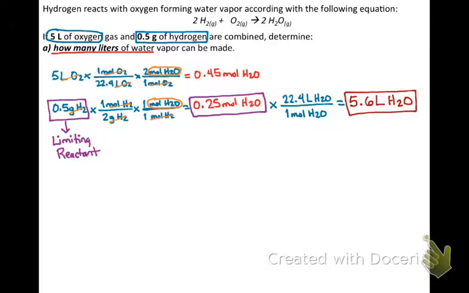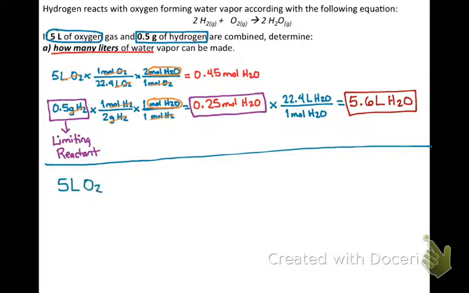Another possible way to determine who is the limiting reactant is to make kind of a cross calculation of how much hydrogen I will need for the 5 liters of oxygen, and how much oxygen I will need for the 0.5 grams of hydrogen. So let's do it here. I will start again with the 5 liters of oxygen. But in order to compare with the amount of hydrogen I have, I need to calculate how many grams of hydrogen I need for this amount.